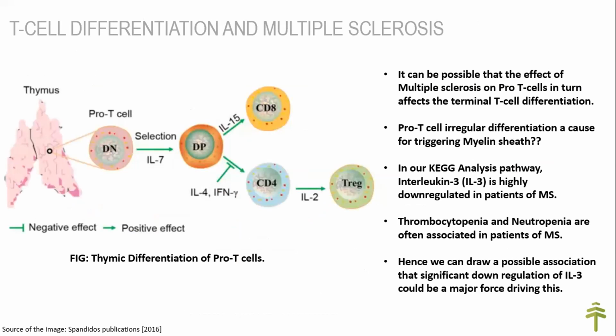Moving to the analysis of the hematopoietic stem cell lineage pathway, there were three or four possible questions and associations I could make. Still more research is needed in future to assess the precise effects of multiple sclerosis on differentiation of progenitor cells. However, downregulation of interleukin in the whole hematopoietic stem cell lineage pathway suggests thrombocytopenia and neutropenia, which are often main characteristics of patients of MS.